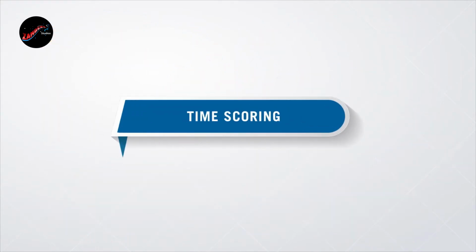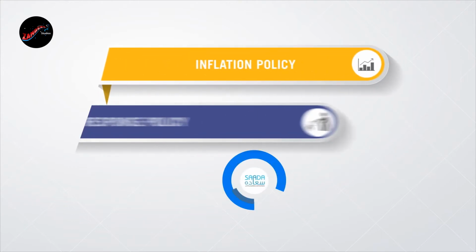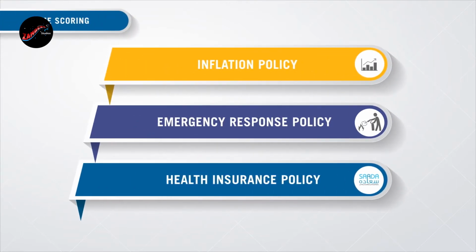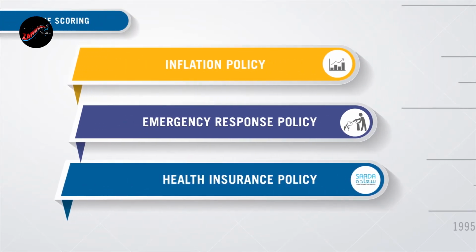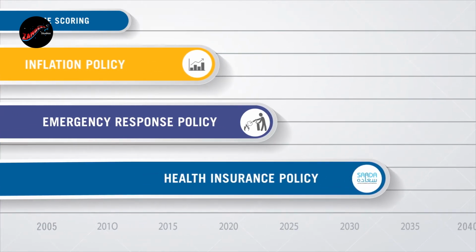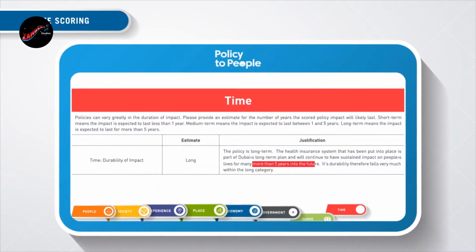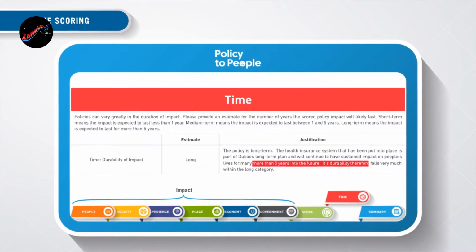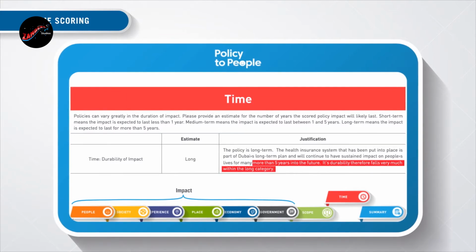Lastly, time scoring. Policymakers need to assess if the policy will have a short, medium, or long-term impact. For example, Dubai's health insurance policy will continue to have a sustained impact for more than 5 years into the future. Its durability, therefore, falls within the long-term category.